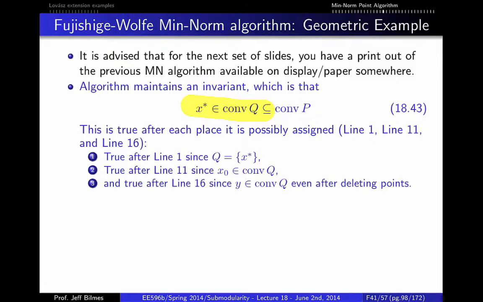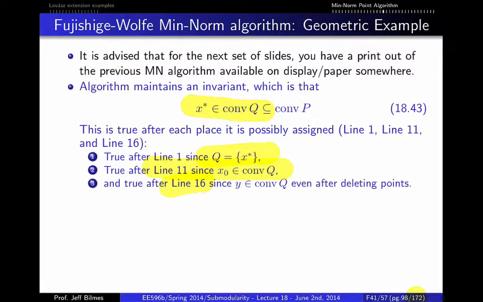Why is it true in each of those cases? Well, in line 1, Q is just equal to the single point x star, so it's in the convex hull of Q, which is just one point. In line 11, it's also true because if you look at line 10, we check if x naught is in the convex hull of Q, and if it is, then we assign x star again with x naught.